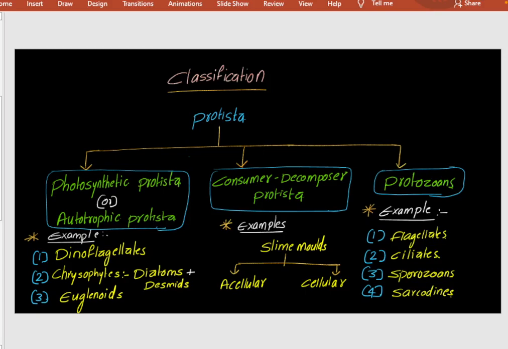So in the previous class we discussed the Protista: general characters, classification, and characters like habit, habitat, body organization, then nutrition and pigmentation. All those things are completed. Generally you know that Protista can be classified into three groups: photosynthetic, consumer-decomposer, and protozoans. In the photosynthetic group, three categories come: dinoflagellates, diatoms and desmids, and euglenoids. Here slime molds, and in this flagellated, ciliated, sporozoans and sarcodines. Okay, so you know this concept.